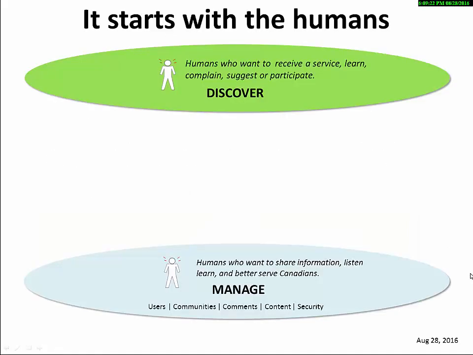So it starts with the humans. 2 types of humans. The ones on the top in the green oval are humans that want to receive a service, learn, complain, suggest, or participate. We might call these people Canadians. We might call them stakeholders. We might call them citizens. We might call them customers. We might call them a number of things. But they're people. People who we have to serve in some way, shape, or form.